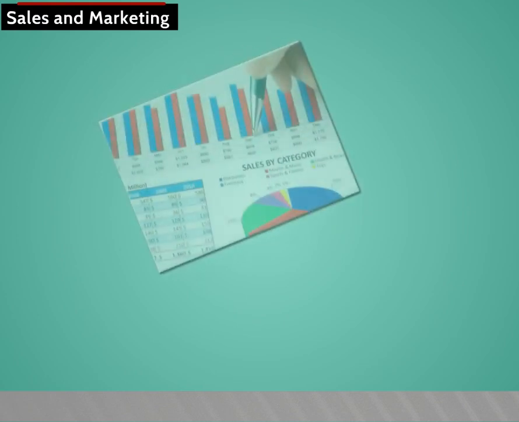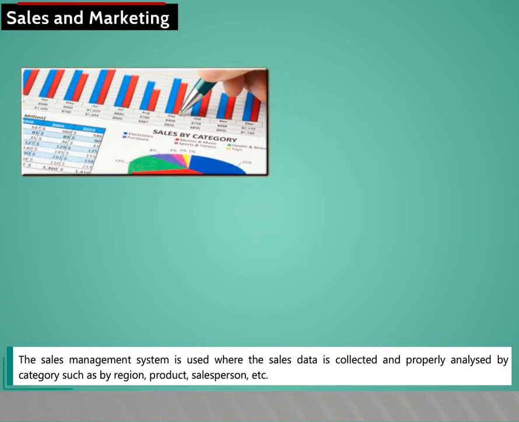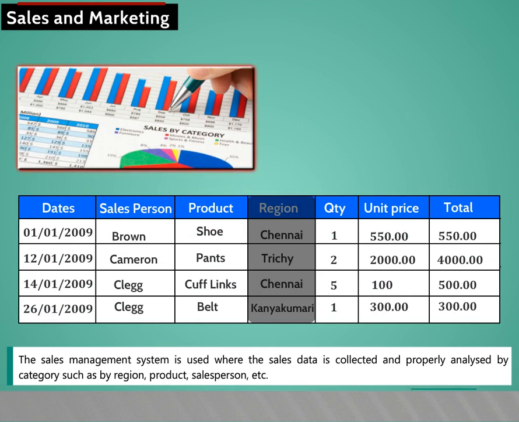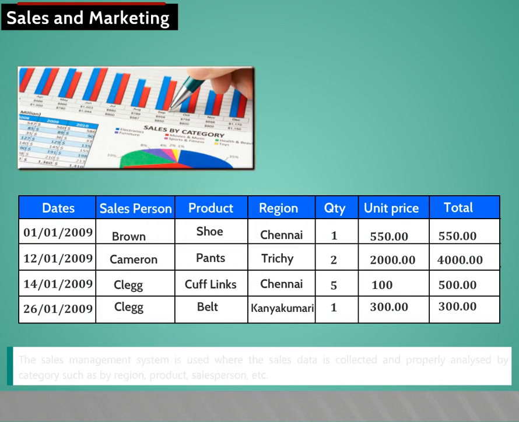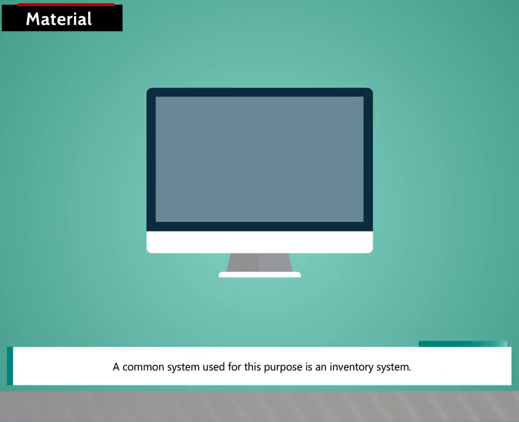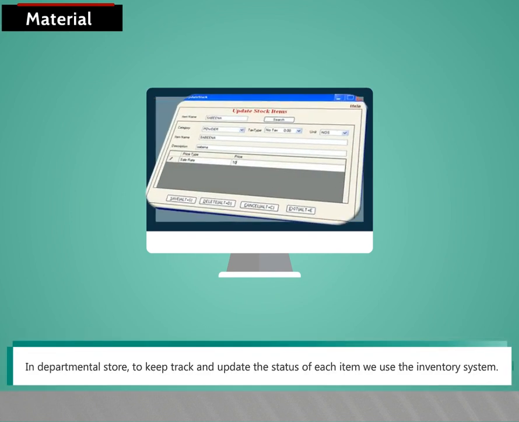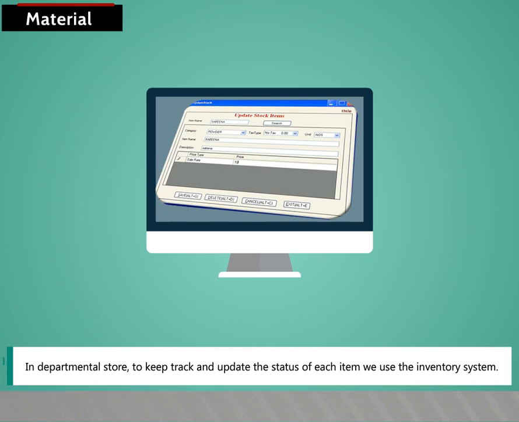Sales and marketing. The sales management system is used where the sales data is collected and properly analyzed by category such as by region, product, salesperson, etc. Material. A common system used for this purpose is an inventory system. In a departmental store, to keep track and update the status of each item, we use the inventory system.